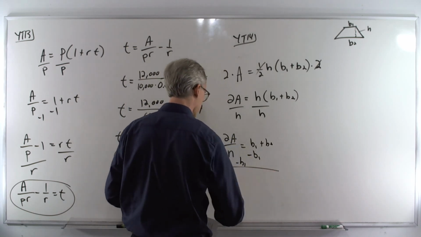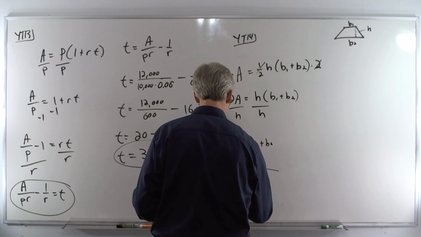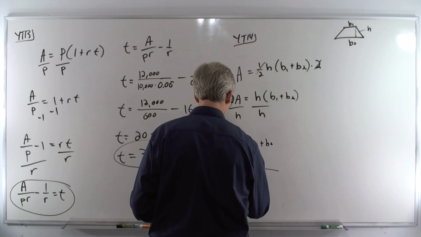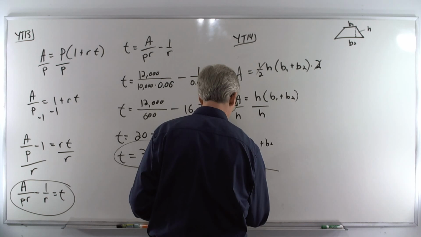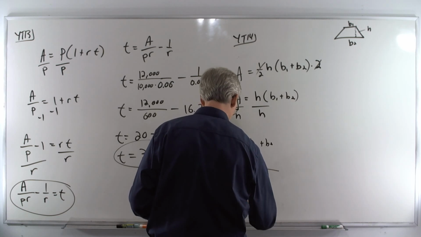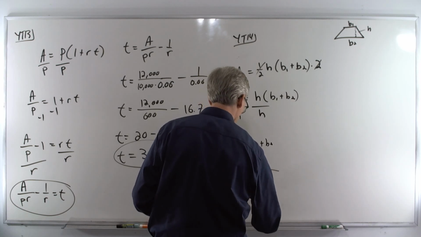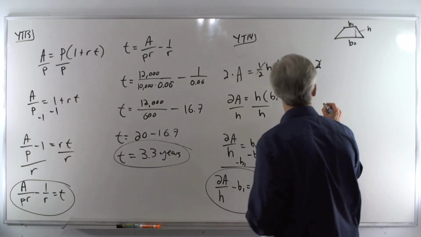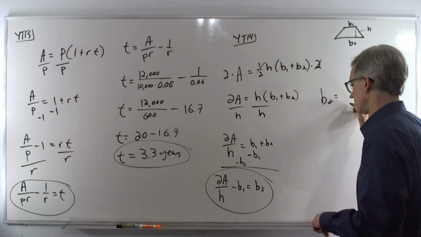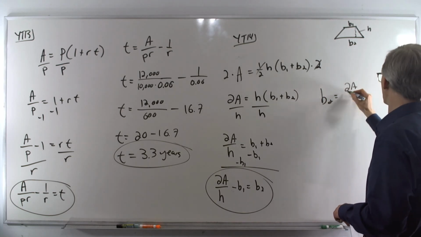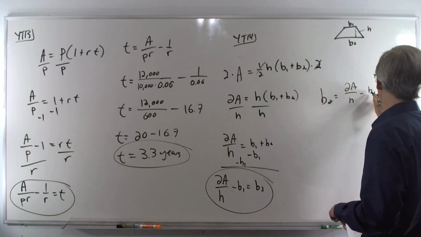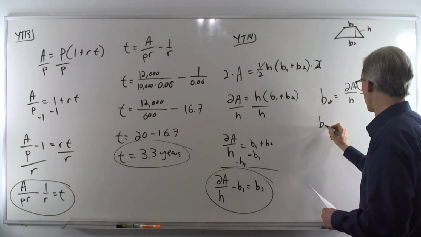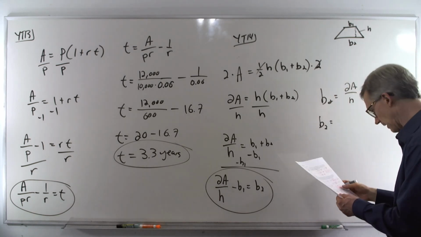on both sides. So we get 2a over h minus b1 equals b2. And now we can plug in the known values and figure out the length of base 2.